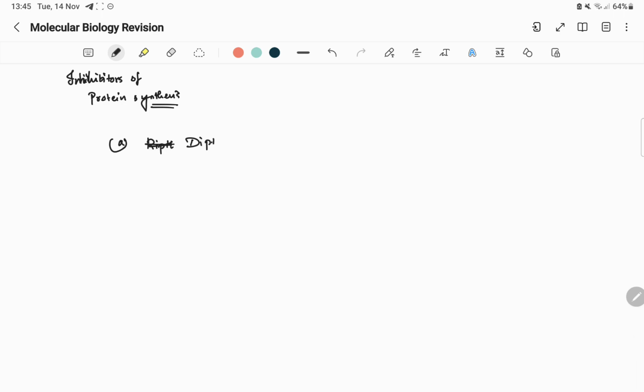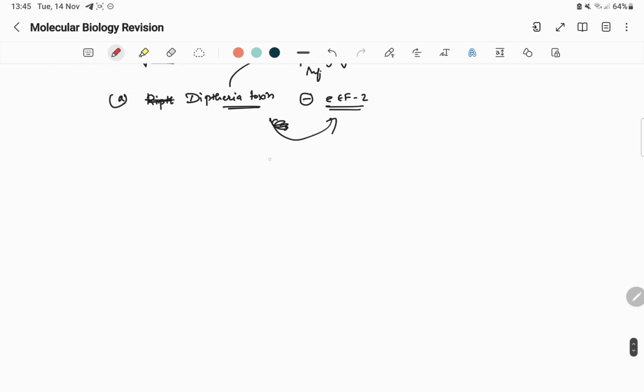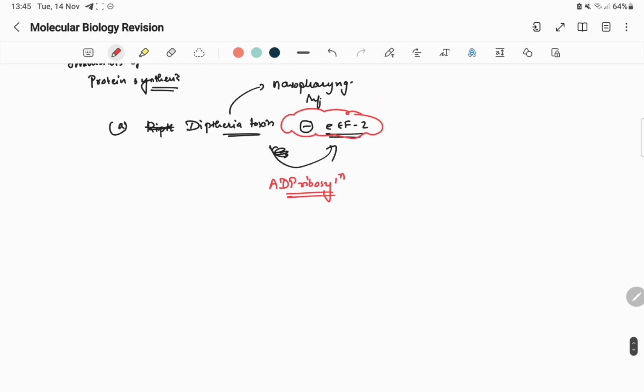What I am dating, diphtheria toxin. This diphtheria toxin is secreted by the Corynebacterium diphtheriae, which causes a nasopharyngeal infection. It inhibits the eukaryotic elongation factor 2 by the method called ADP ribosylation. By ADP ribosylation, it inactivates eukaryotic elongation factor 2, which is required for translocation.